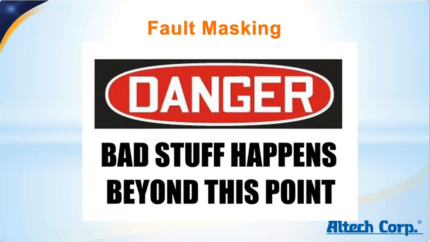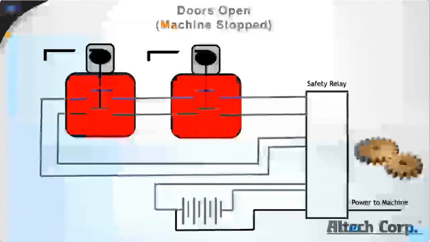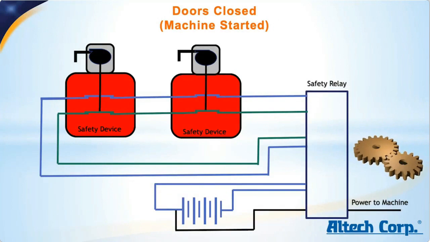By adding a redundant circuit and monitoring it with a safety relay, we now have a safe, control reliable safety circuit, which manufacturers have been using for years. But then a problem was found. Let's go back and look at our redundant monitored safety circuit. Here both doors are open, so the machine cannot be started. If both doors are closed and the reset button is pressed for manual reset versions, the machine will start.